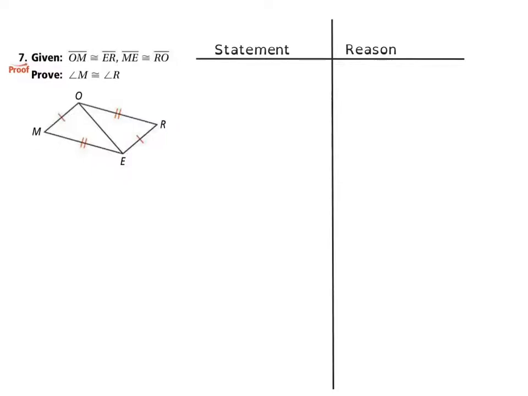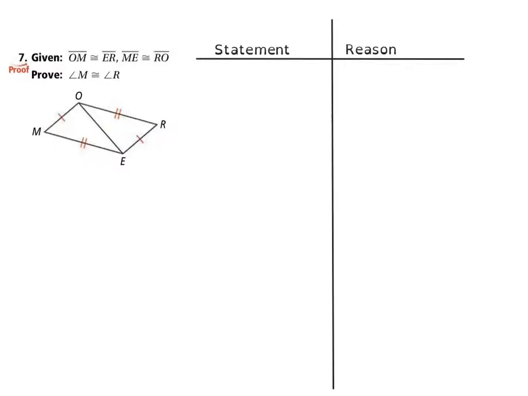Okay, the very common theme here is that we want to prove triangle congruence, and then we're going to be able to use that triangle congruence to state that other corresponding parts are also congruent. What we're being asked to prove here is that angle M is congruent to angle R. That's this angle here and this angle here.